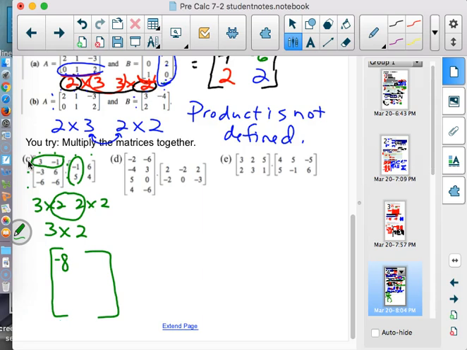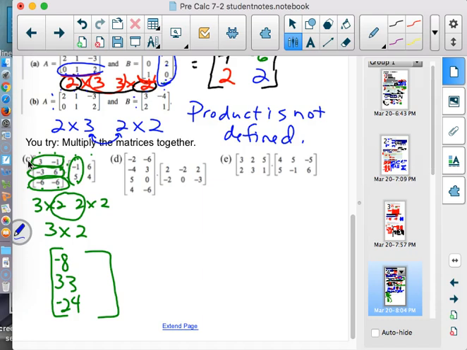Now we'll go ahead and go down to the second row. -3, 6. But we're still going to use that same first column. -3 times 1 is 3. 6 times 5 is 30. 3 plus 30 is 33. Row 3. -6 times -1 is +6. -6 times 5 is -30. So we have 6 plus -30, which is -24. And now I am done with column 1. So I have to go back and do column 2.